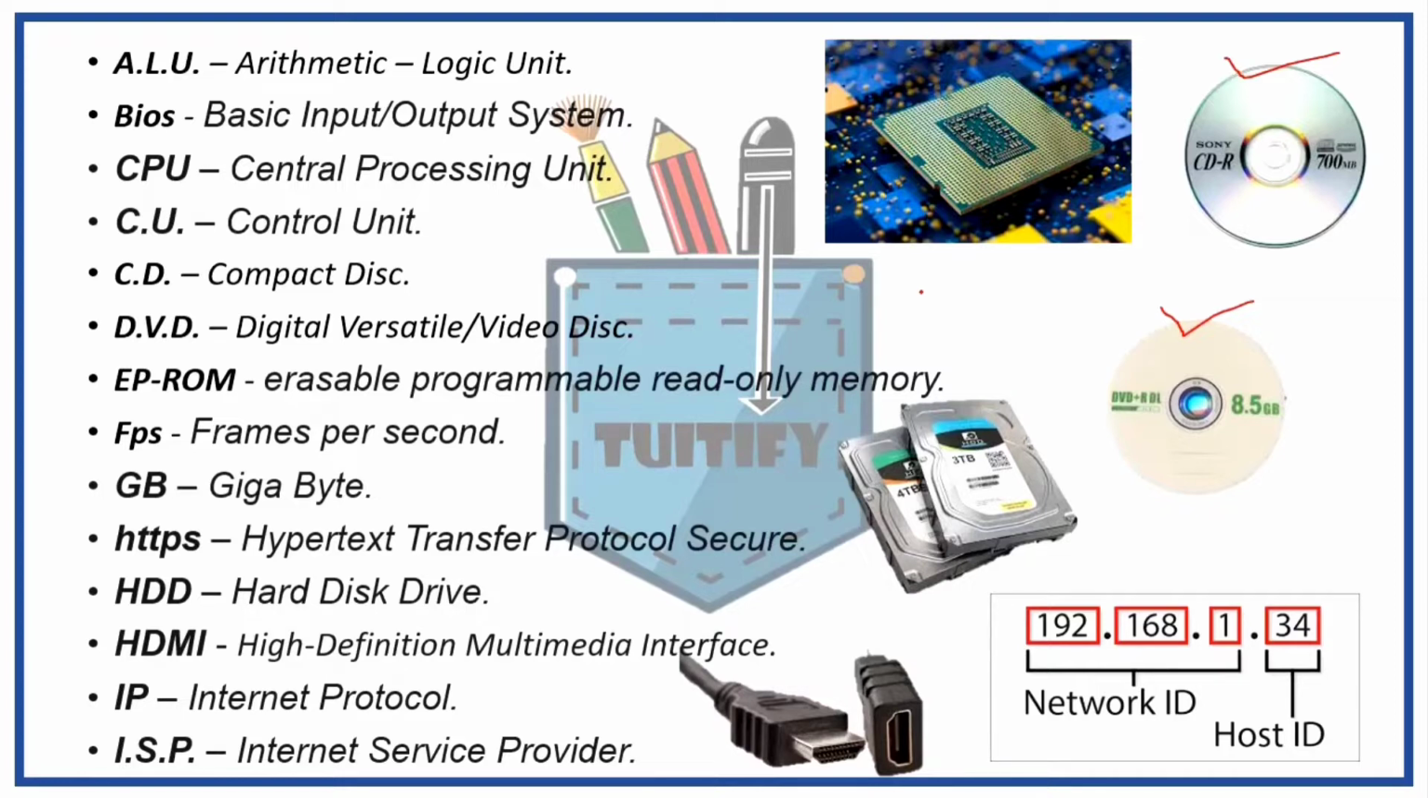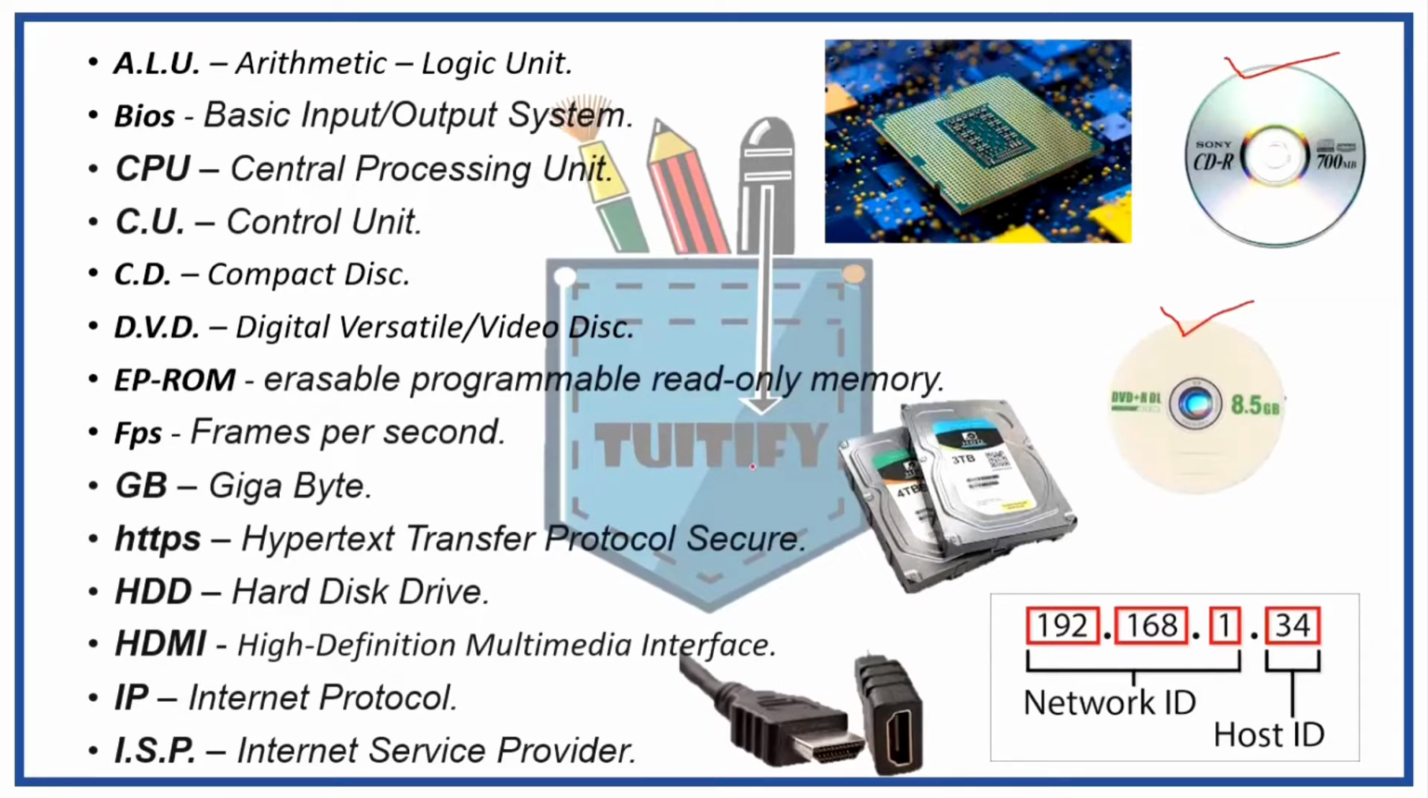Almost everyone of us using a smartphone or computer knows this one, which is GB. GB is gigabyte. It is a unit for measuring the amount of data stored or transferred. Next is HTTPS, which stands for Hypertext Transfer Protocol Secure. It is basically a protocol used for secure communication over a computer network.